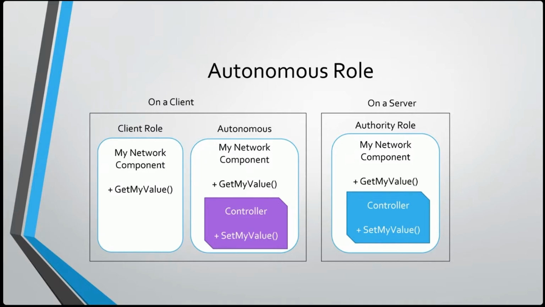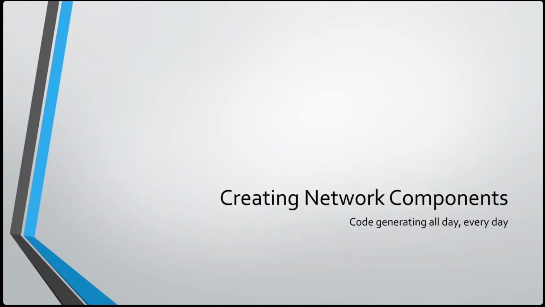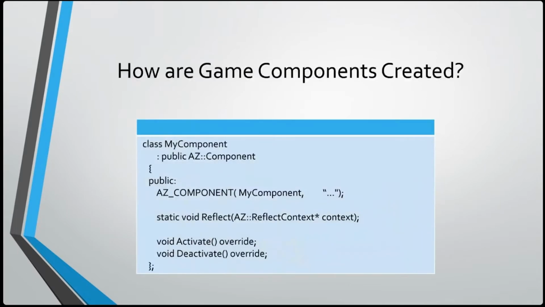So let's see how this delta replication applies to actual network components, at the level of code generation. Outside of networking, we're familiar with how game components are created. You can create them in C++ code. You might have different information to it. There are different ways. Most components can derive from AZ Component. Some components, like in Atom classes, have a more advanced approach, but that's the general basics.